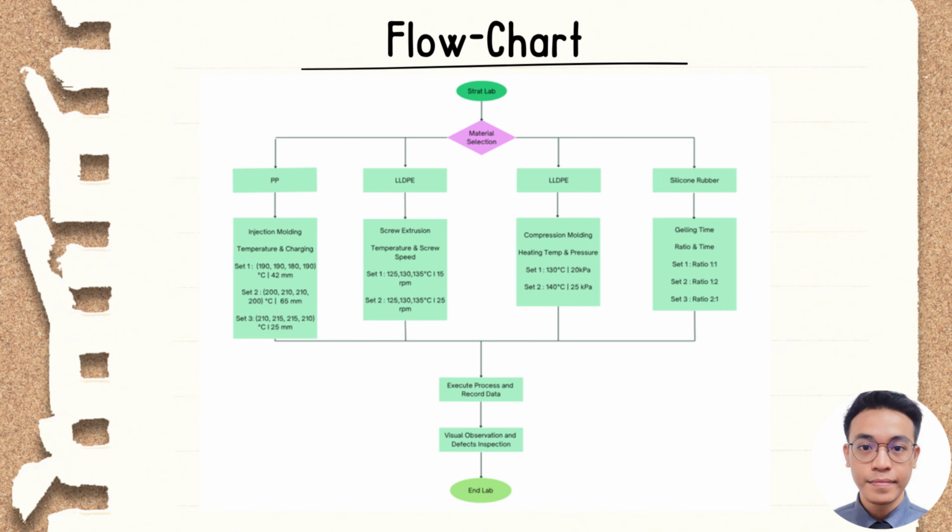This flowchart summarizes the overall experimental procedure, starting from material preparation, followed by parameter selection, processing, and finally, the evaluation of the resulting samples. In conclusion, this study aims to provide a better understanding of how processing parameters affect the behavior and final properties of polymer materials through different processing techniques.